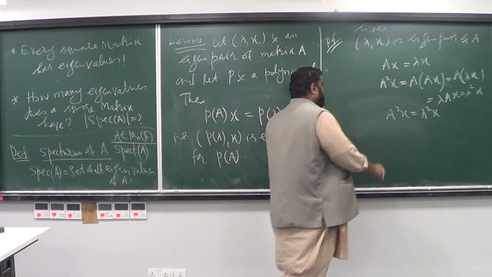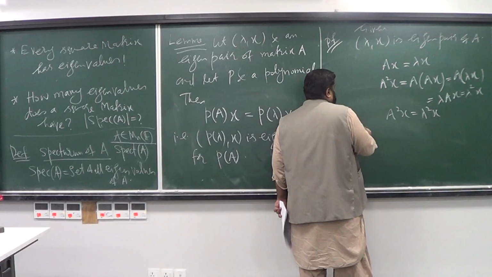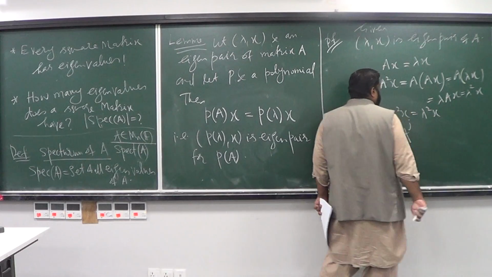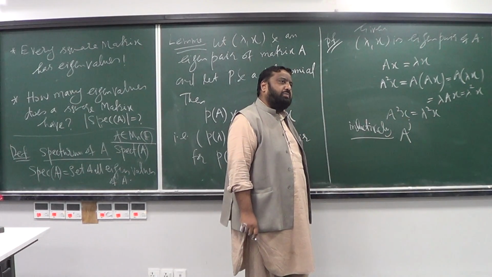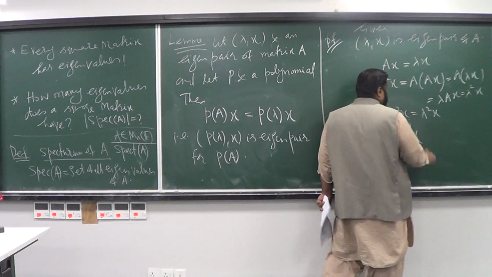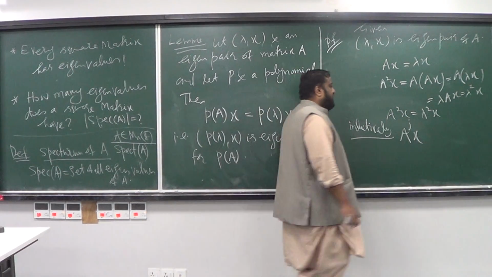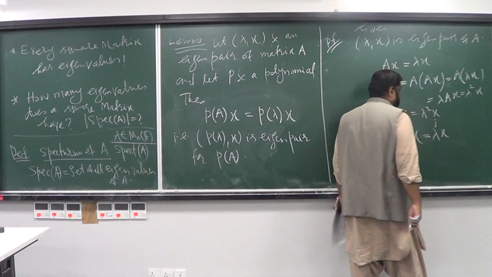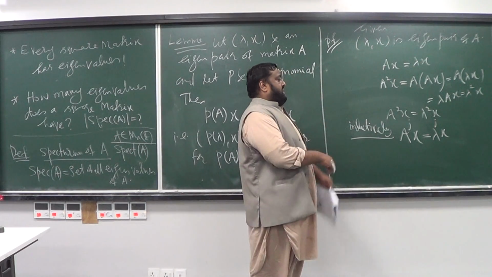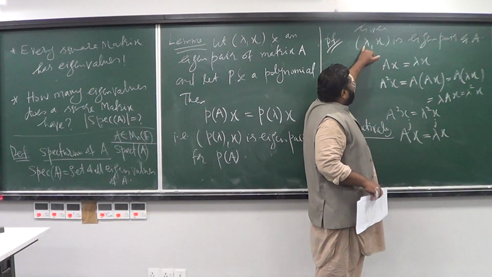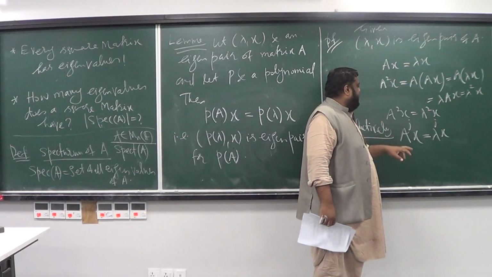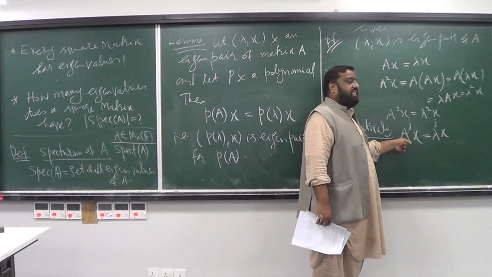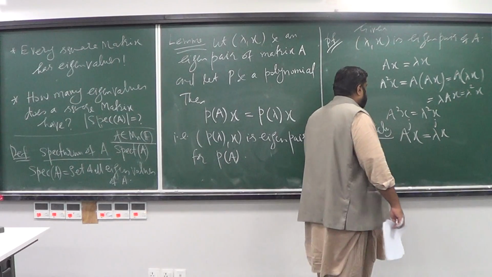Okay, so inductively, you can easily prove that no matter what power you take of the matrix A and operate it onto the eigenvector x, you're going to get lambda power j times x. Okay. So what does this also show? That if x and lambda is an eigenpair of matrix A, then x and lambda power j is an eigenpair for the matrix A power j. Okay, that is the first thing.